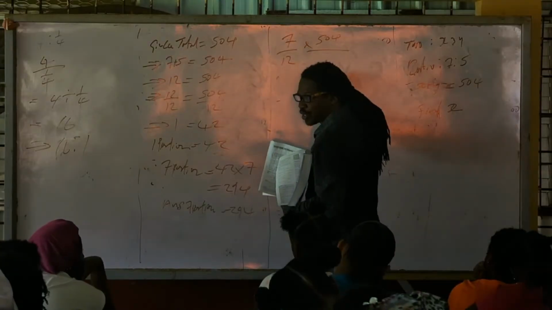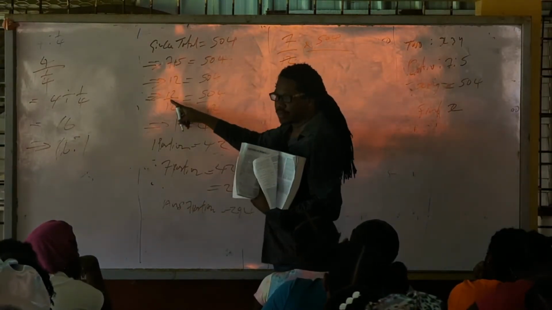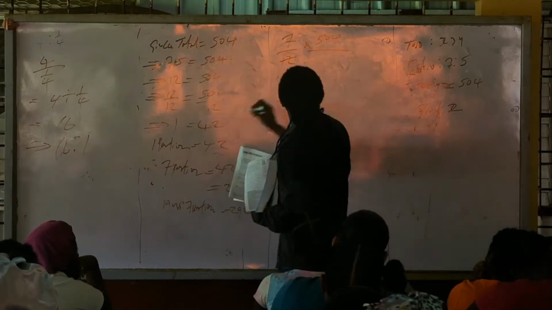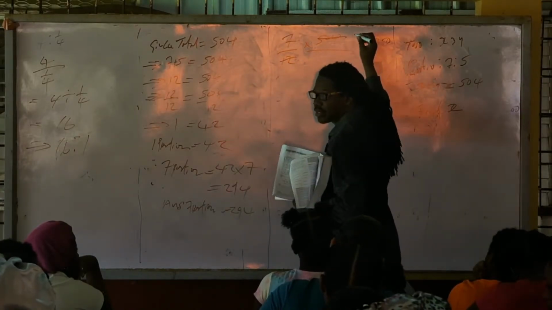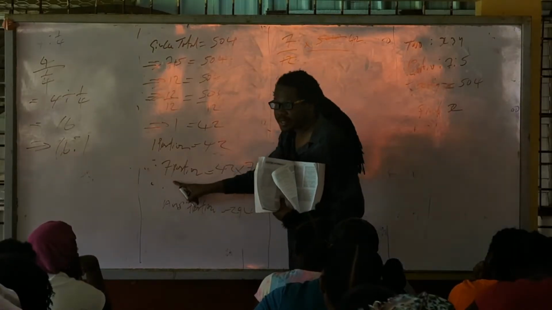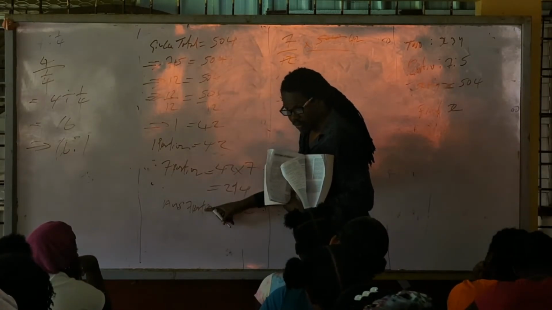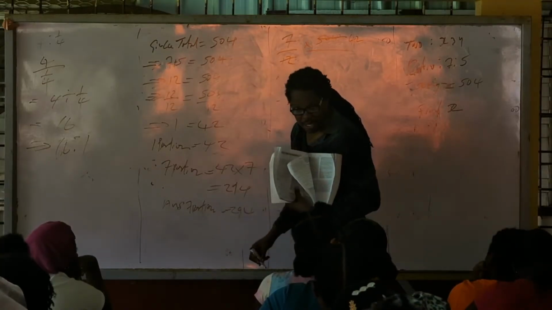What would you do first? Divide by 12, not true? So when you divide by 12, you get this. And what would you do second? Multiply by 7. Same thing. You see that? Everybody see that?